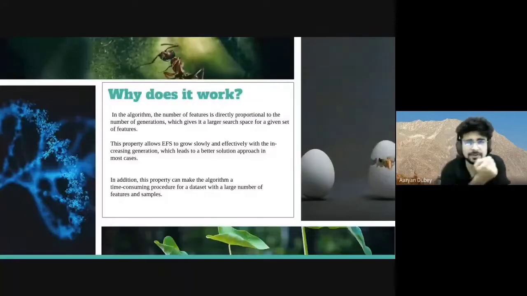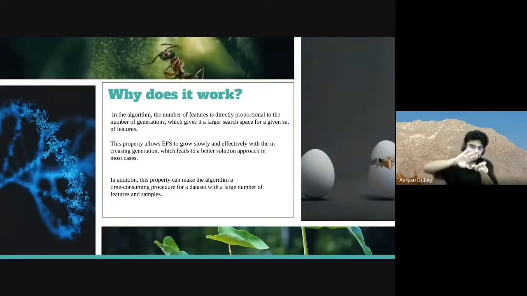In the algorithm, the number of generations is directly proportional to the number of features, which gives it a larger search space for a given set of features. This property allows EFS to grow slowly and effectively with the increasing generations, which leads to a better solution in most cases. In addition, this property can make the algorithm a time-consuming process for a dataset with a large number of features and samples.